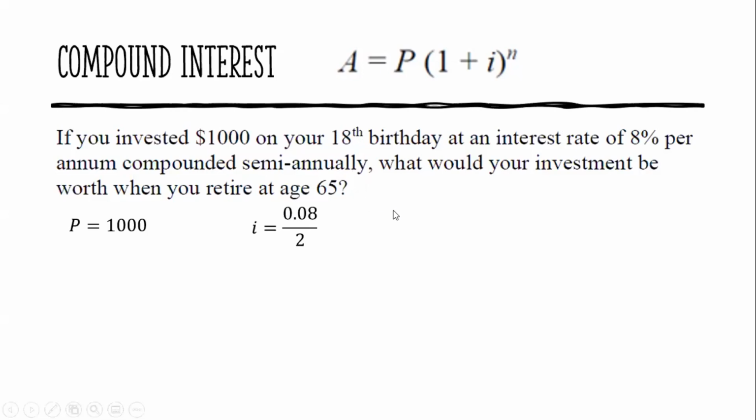But we have to multiply that 47 years by the same 2 we divided this 0.08 by. So take the 65 minus the 18. You can do that on your calculator. That is 47. You're quite right. And multiply that by 2.